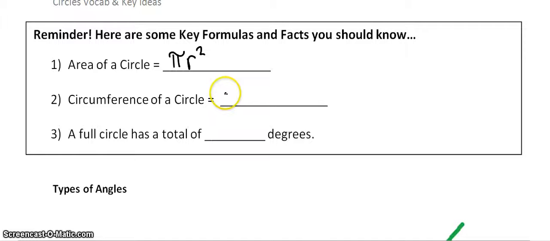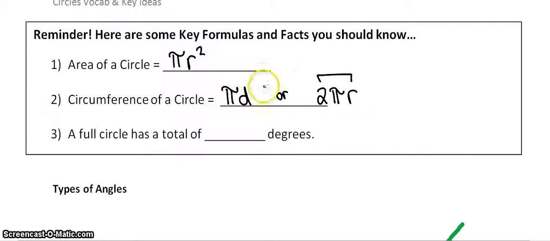The circumference of the circle, you have 2 ways to do this. Okay, the first formula is pi times diameter, or you can do 2 times pi times the radius. So basically what this means is you take 2 times the radius. And what's 2 times the radius?